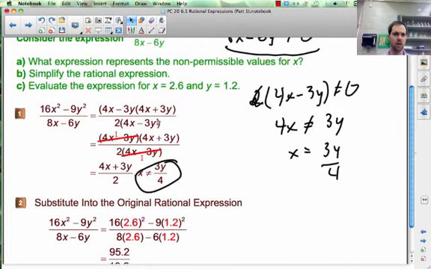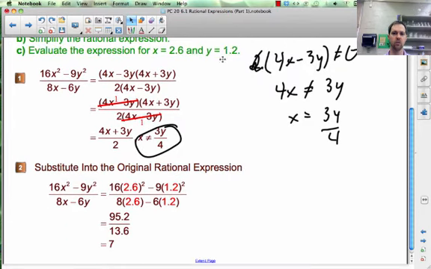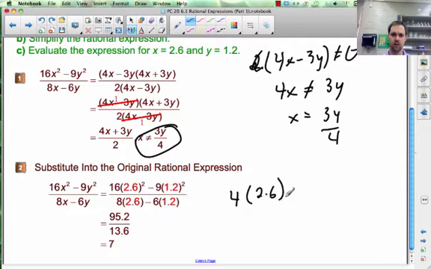Oh, we've already done it. It's this right here. The third part: evaluate the expression for x equals 2.6 and y equals 1.2. So they have to give us both values so that we can plug them in. And we just plug them into the original function, and we end up with 7. And let's see what happens if we just plug them into the simplified version of the function. Let's see if we end up getting the same thing.